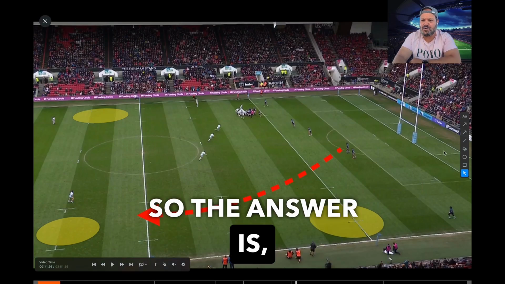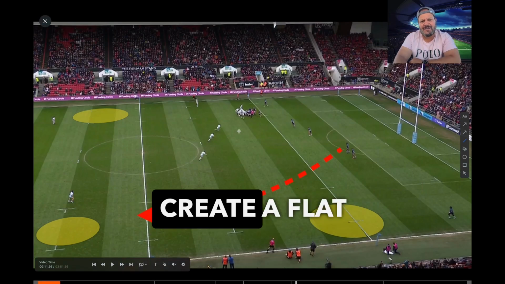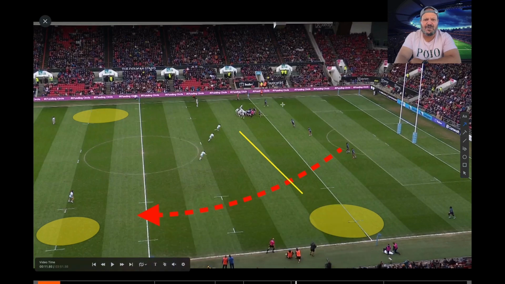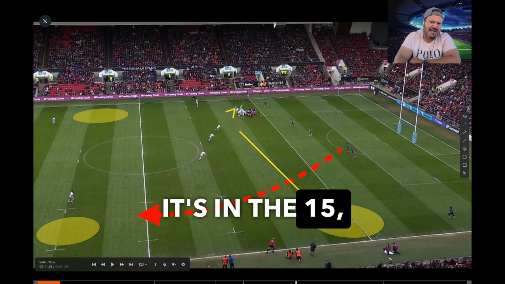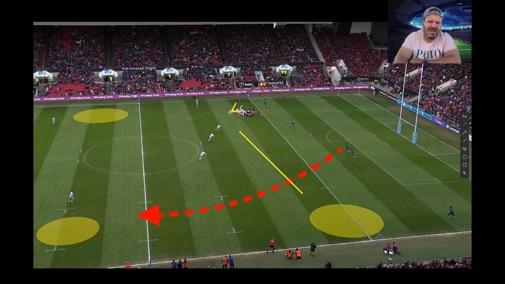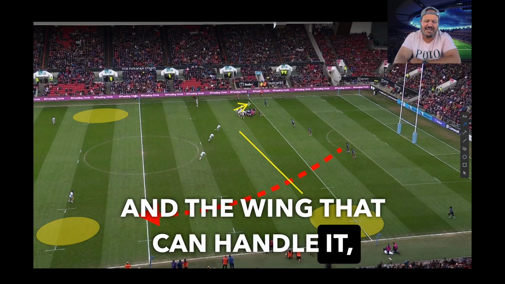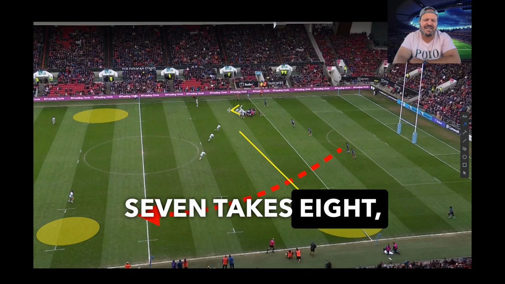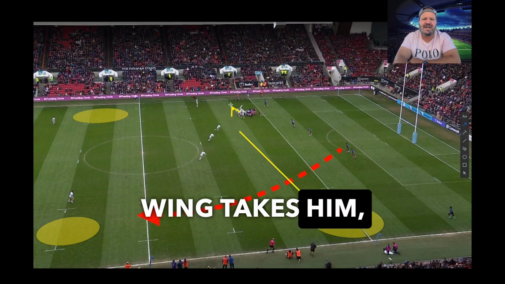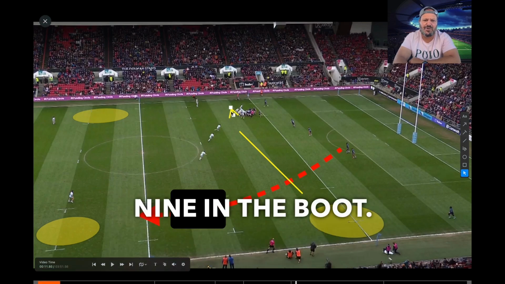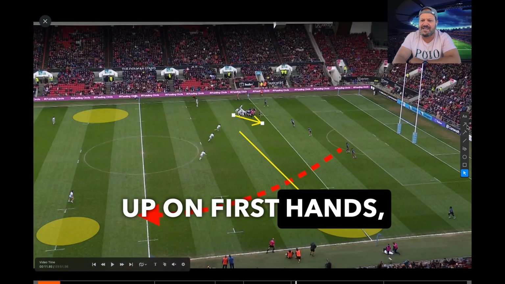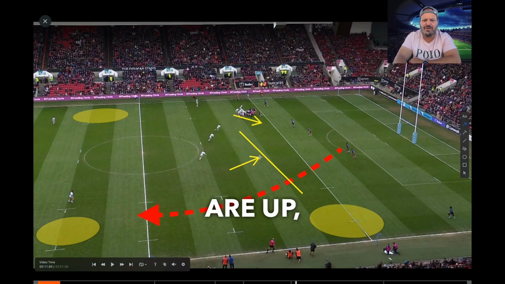So the answer is, well, the options are create a flat 4 picture here, including 9, because this blind isn't that big. It's in the 15, maybe between 7 and the wing, they can handle it, 8-9. Or if you put 9 in the boot, that's fine. So if 8 runs, 7 takes 8, 9 takes 9, wing takes him, and you're sorted. Okay, so you've got 9 in the boot. But if these guys are on a flat 4 and 9 comes up on first hands, these 3 guys are up. You've already got 4.